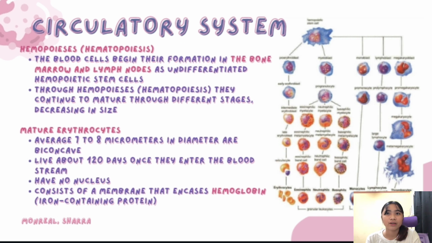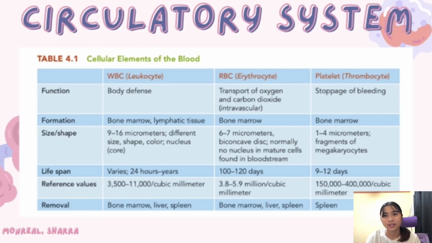Our mature erythrocytes are an average of 7 to 8 micrometers in diameter and are biconcave, which allows RBCs to bend and flow smoothly. They live about 120 days once they enter the bloodstream, and they are anucleate, or they don't have a nucleus, and they consist of a membrane that encases hemoglobin, the iron containing protein that carries oxygen.